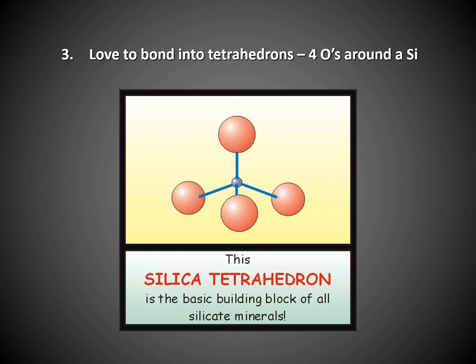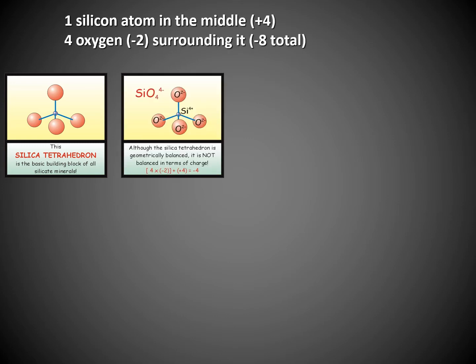All right. So, if you look at the charges on these things, we have a +4 silicon in the middle. Out in nature, silicon most commonly exists as a +4 cation. That's just what it likes to be out there in nature. Oxygens out in nature love to be -2 anions. So if you take a +4 silicon and surround it with 4 -2 oxygens, what's the overall charge? +4, -2, -2, -2, -2. You add them all up and you get a -4 charge.